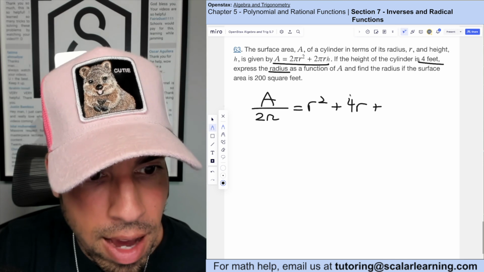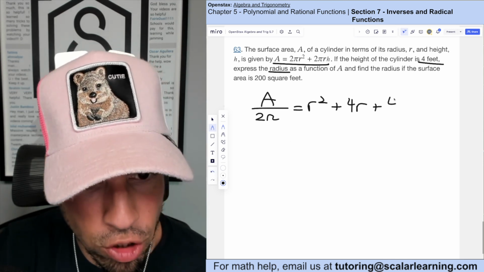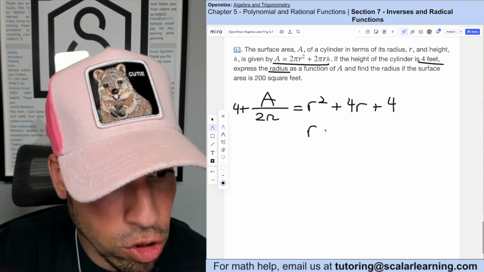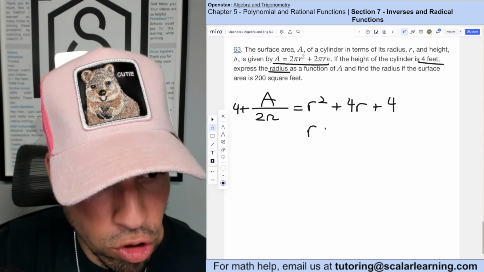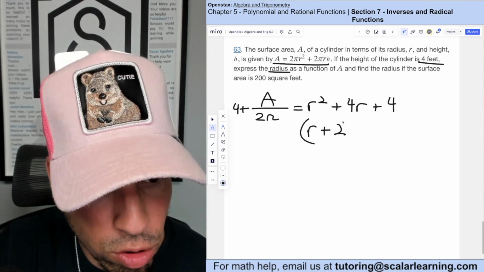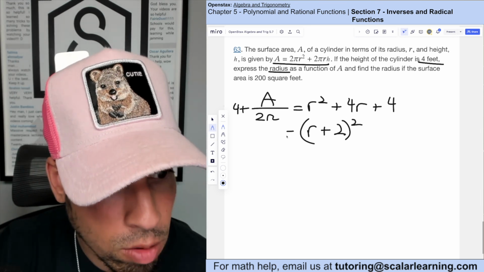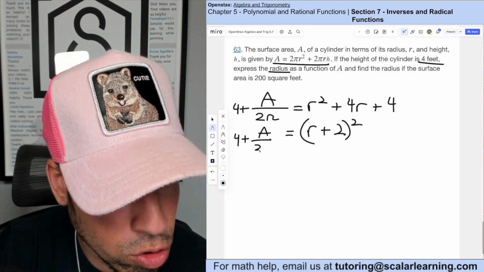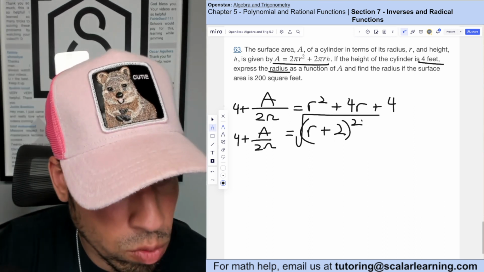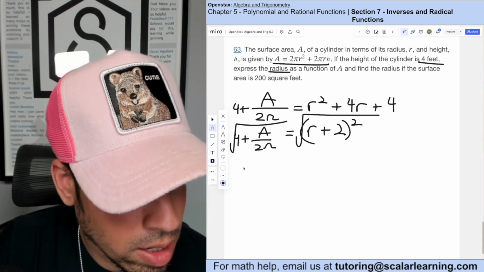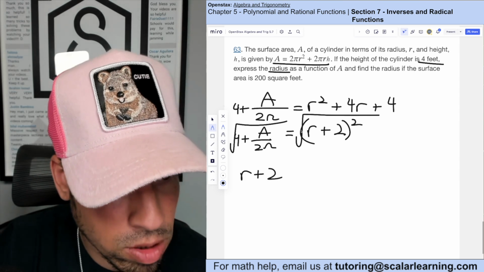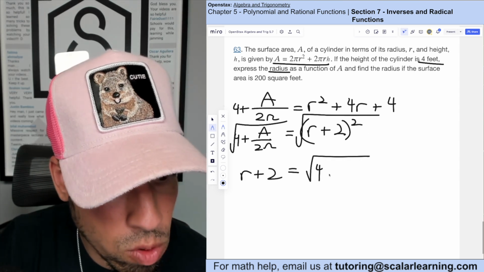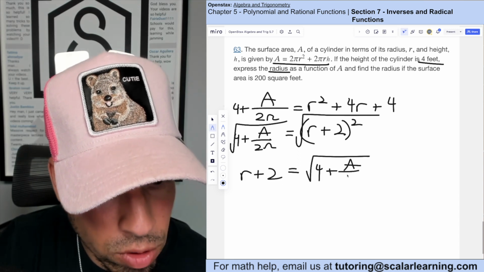So I'm going to add half of 4 squared, which is actually 4, to both sides. And then now I've got a nice perfect square trinomial on the right-hand side, and I can factor it into r plus 2 times r plus 2, aka r plus 2 squared, equals 4 plus A over 2 pi. Next, I'm going to take the square root of both sides, and I'm going to put the r plus 2 on this side now because the square root cancels out the square. r plus 2 equals radical 4 plus A over 2 pi.